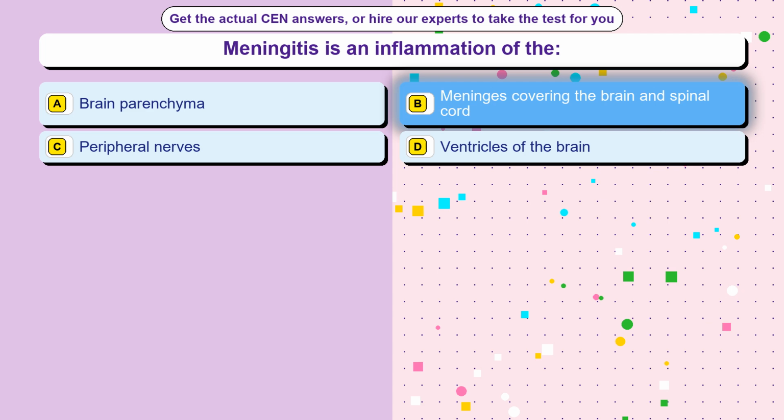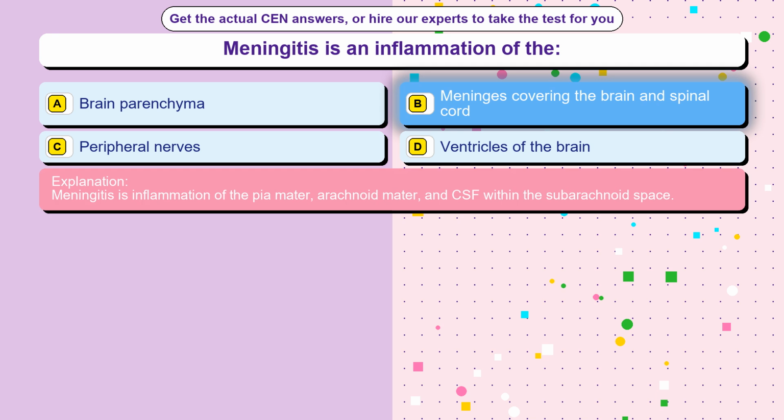The correct answer is option B, meninges covering the brain and spinal cord. Meningitis is inflammation of the pia mater, arachnoid mater, and CSF within the subarachnoid space.